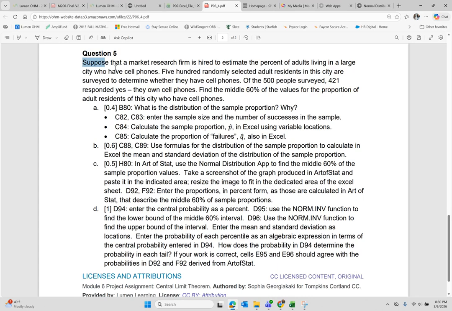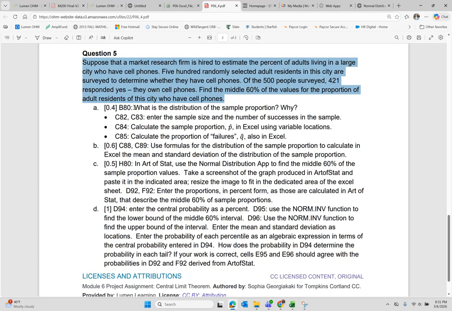Suppose that a market research firm is hired to estimate the percent of adults living in a large city who have cell phones. 500 randomly selected adult residents in this city are surveyed to determine whether they have cell phones. Out of the 500 people surveyed, 421 responded that yes, they own cell phones. Find the middle 60% of the values for the proportion of adult residents of the city who have cell phones.